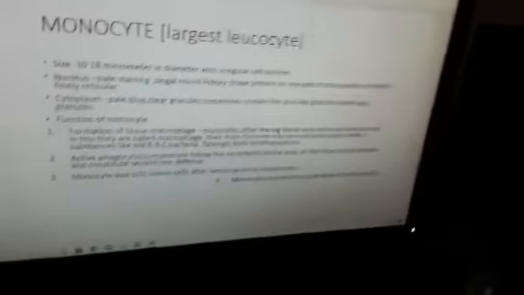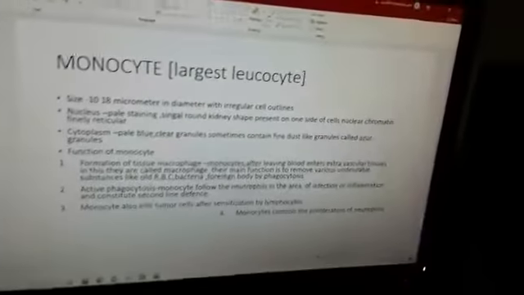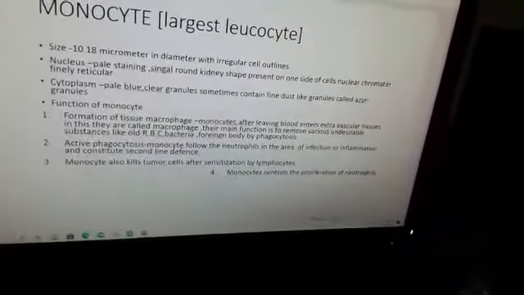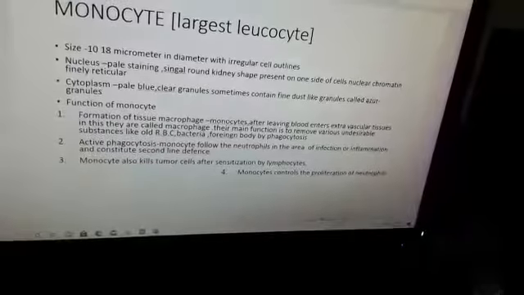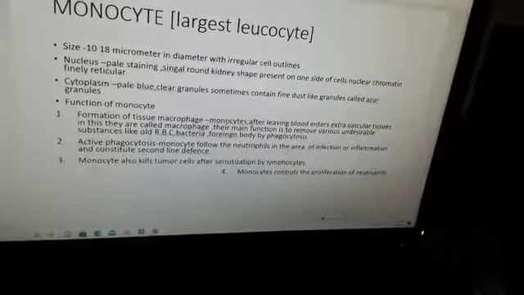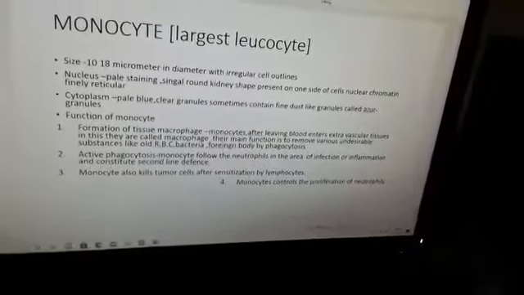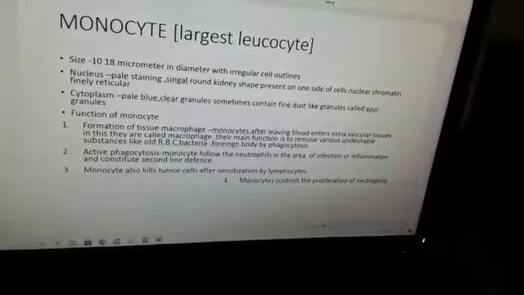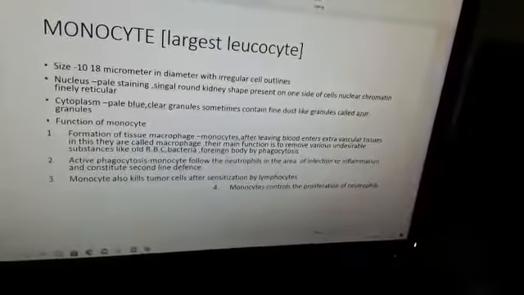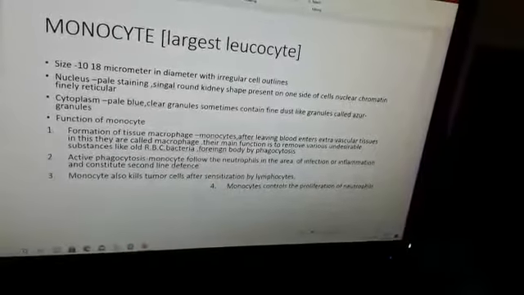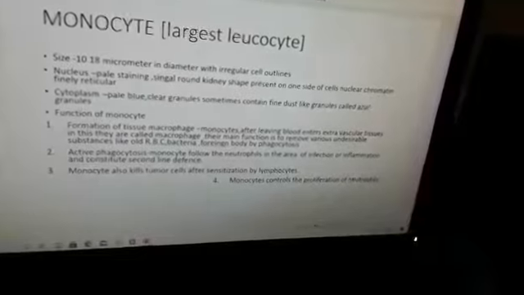Then monocyte. Monocyte is called the largest leukocyte, size 10 to 18 micrometer in diameter with irregular cell outlines. Nucleus pale staining, single, round or kidney shape, present on one side of the cell. Nuclear chromatin is finely reticular. Cytoplasm pale blue with clear granules. Sometimes contains fine dust-like granules called azurophilic granules.